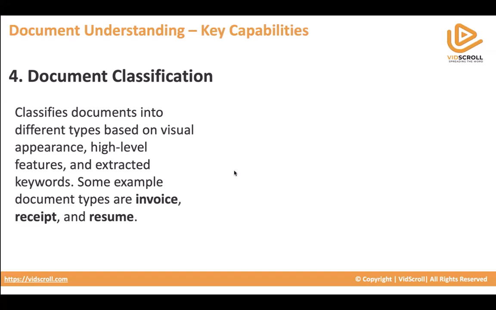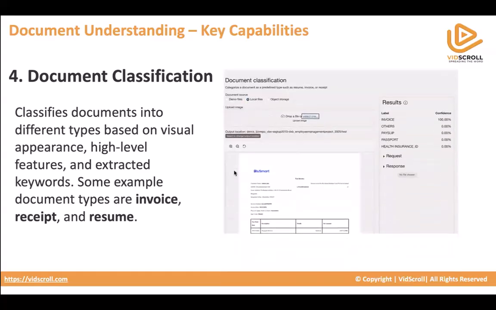Maybe if it is an invoice, you want to send it to the finance department. If it is a resume, you want to send it to the HR department. So you can classify documents. For example, we have uploaded our invoice here, and then the service is able to find, yes, that is of invoice type. If it is invoice type, please send it to the finance team for further processing. So these are the key capabilities that the document understanding service offers.